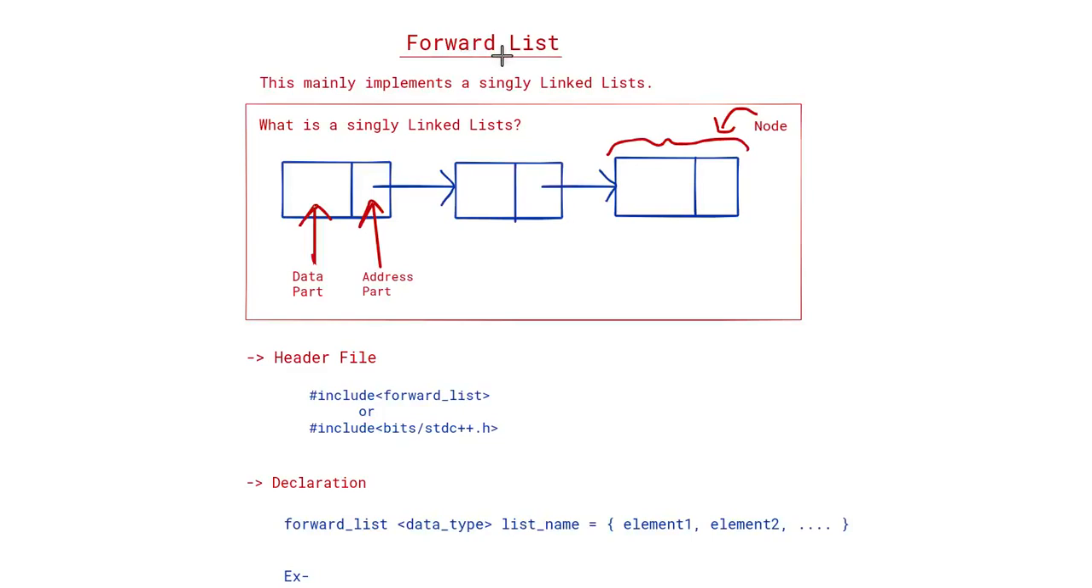Forward list is actually a container in the standard template library of C++, which is exactly a singly linked list. Okay, what is a singly linked list? What is exactly the singly linked list?